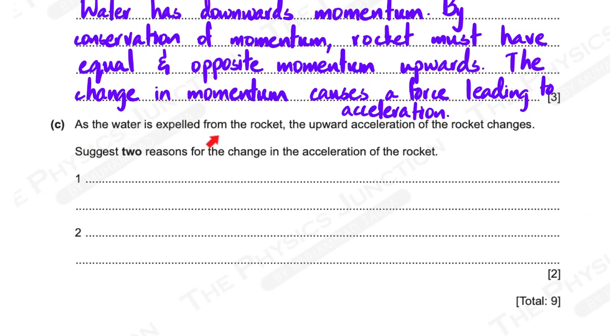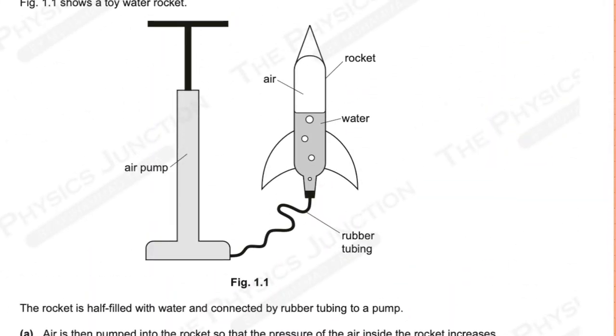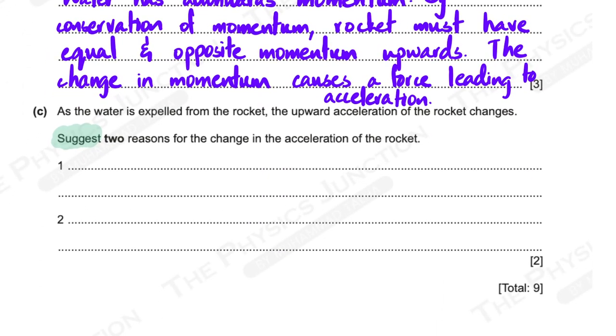Alright. As the water is expelled from the rocket, upward acceleration of the rocket changes. Suggest two reasons for the change in acceleration of the rocket. Now again, a suggest part, students of mine know that I talk a lot about these because this is the most difficult part of O-level physics paper 2 questions, because you have to really think about these. Now one reason here is obvious, is that for this rocket, because water is going to keep on being lost downwards, so the mass of the rocket would change, and that would cause the acceleration to change as well. So the first thing I would say is this: the mass of the rocket decreases because of the water. So that's the first one.